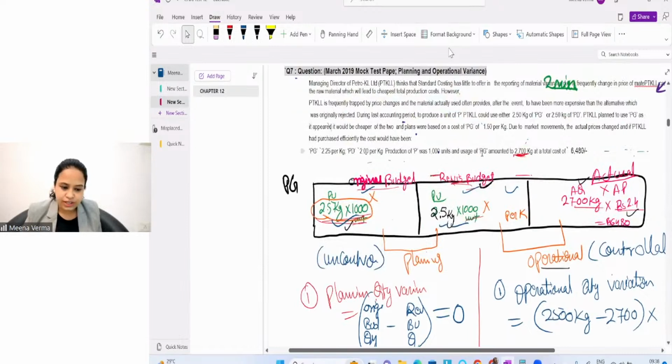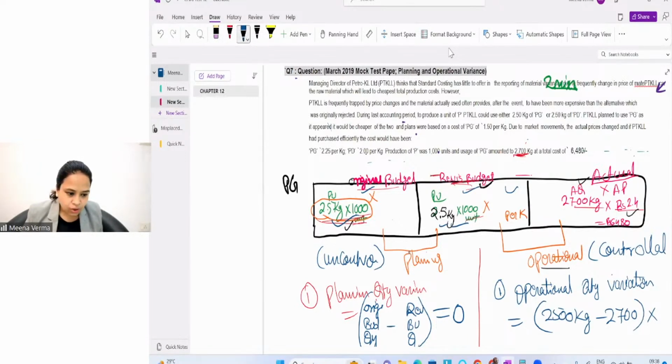So what is actually the revised budgeted quantity and what is the original budget? We have to check which one is the original budget and which one is the revised budget. Let's try to understand this. PTKL planned to use PG as it appeared it would be cheaper of the two, and the plan was based on a cost. So this is their original budget. Originally they were planning to get this product at a very cheaper price, right?